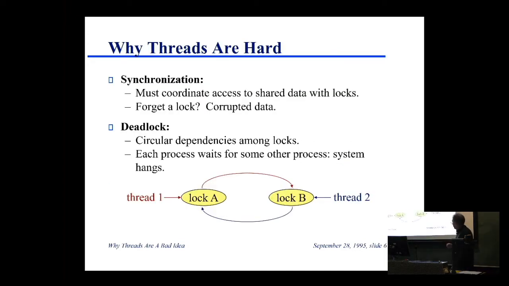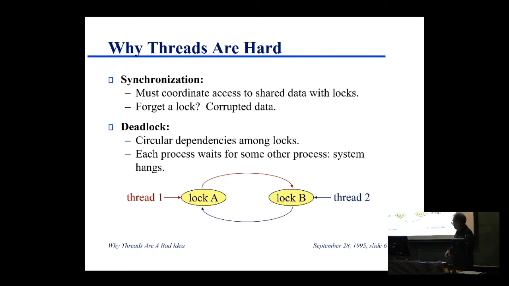Okay, so why are things hard? First thing is synchronization. You've got to coordinate access to shared data with locks. If you forget a lock, the data gets corrupted. You don't notice because the code works reliably for the first 10,000 iterations, and on 10,001 it fails for some reason, but you're not sure, and so you run it again and it works. And it keeps working until it fails again when you least expect it. Okay? And so that is challenging to deal with.